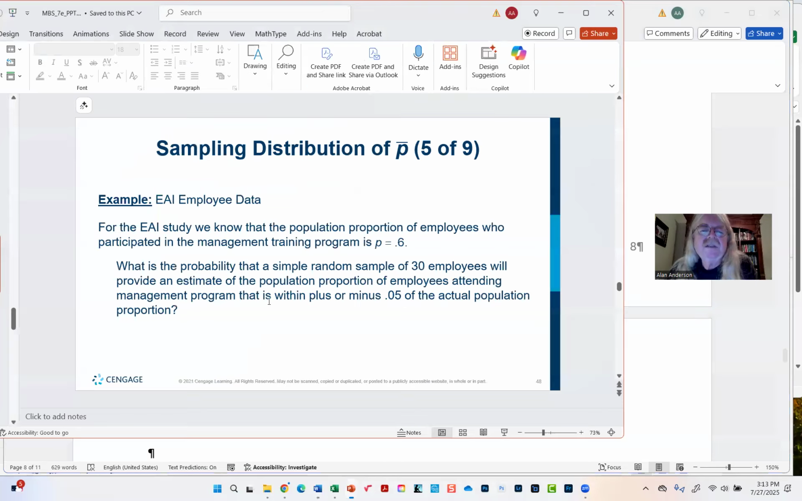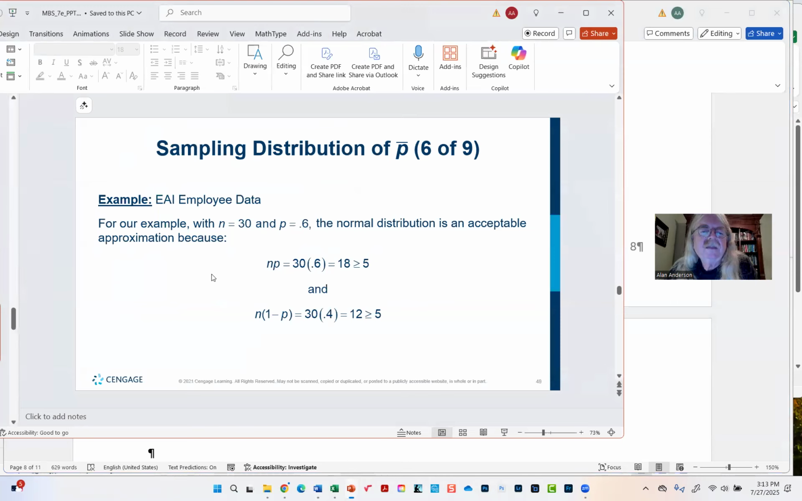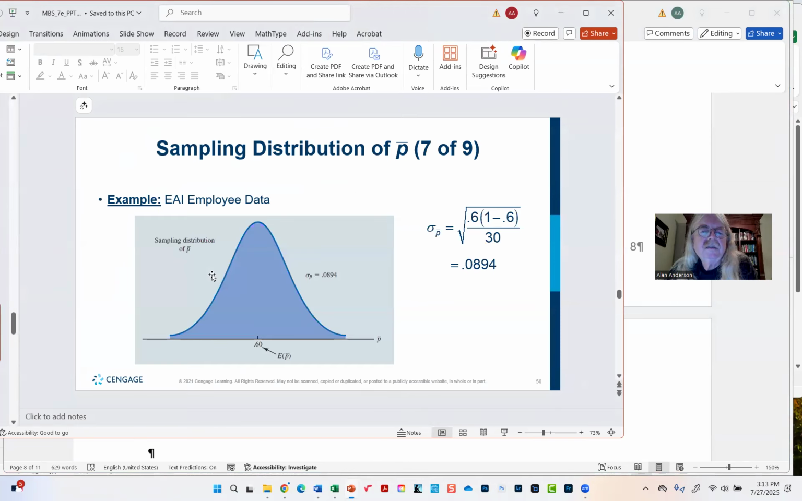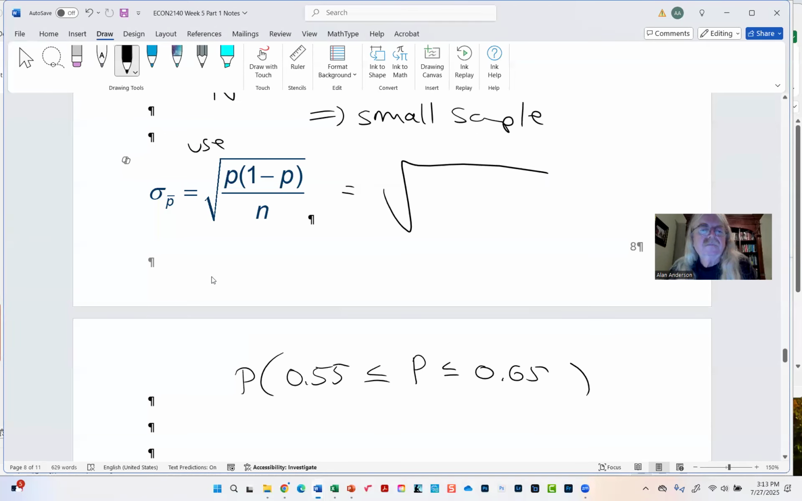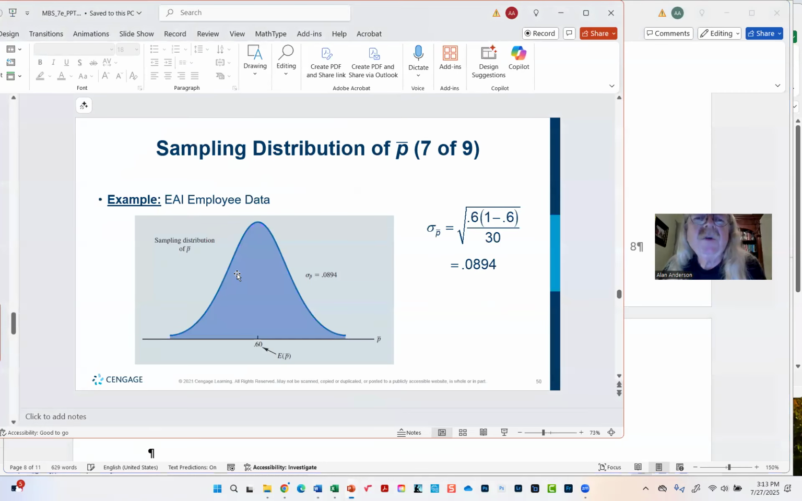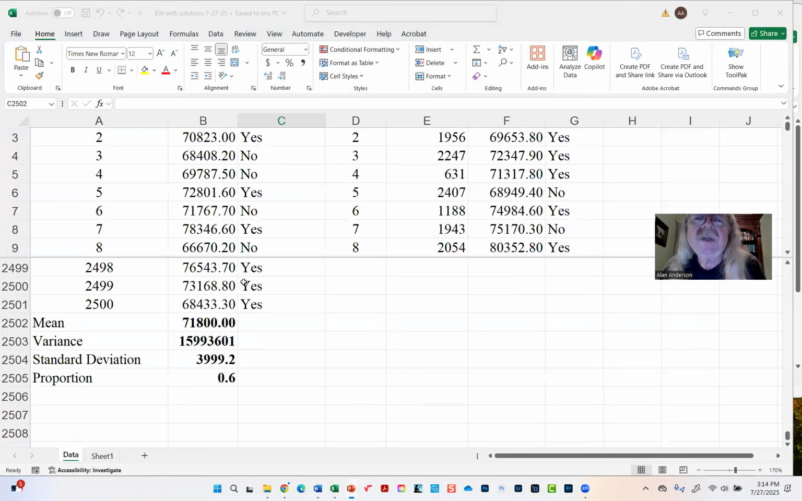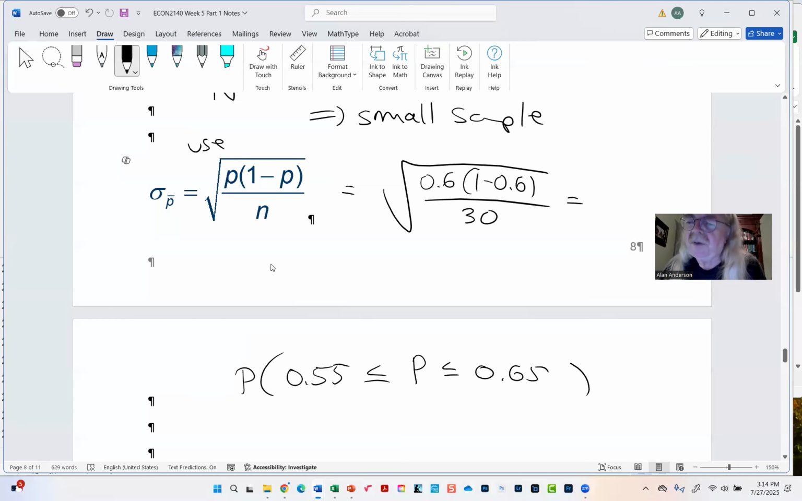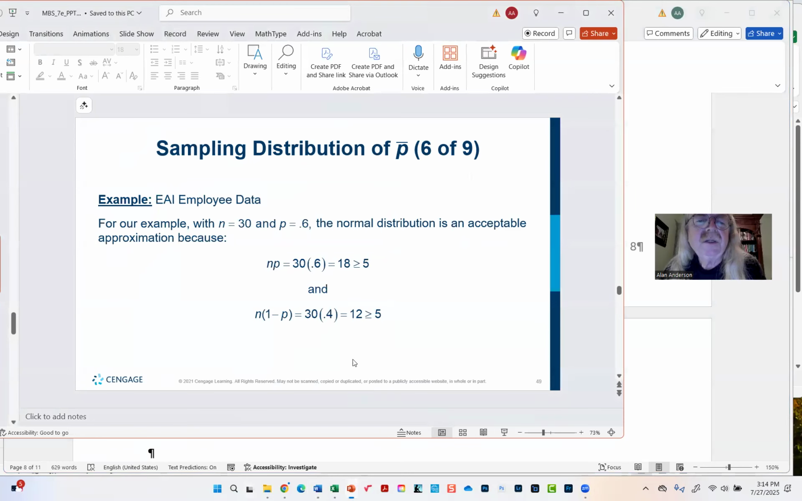So anyway, we need the standard deviation. Let's plug that in. So it's 0.6 times 1 minus 0.6, and we divide that by the sample size, which is 30. By the way, I do want to mention one more thing in passing. What we're doing here does actually have a couple of requirements. I kind of skipped over it, but I just want to show it to you right now.